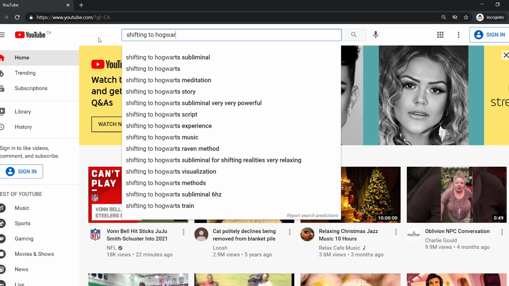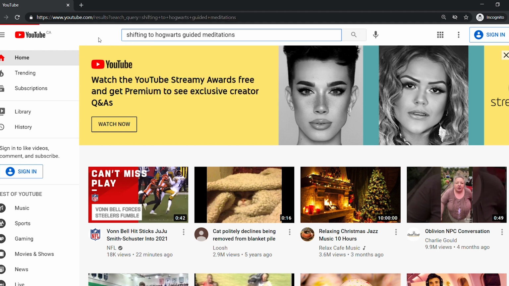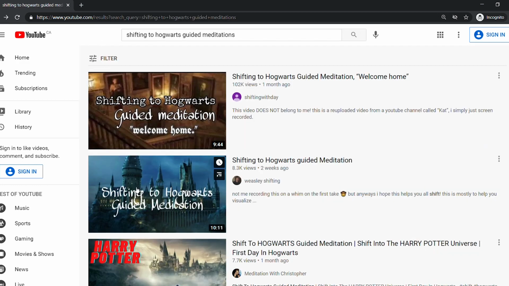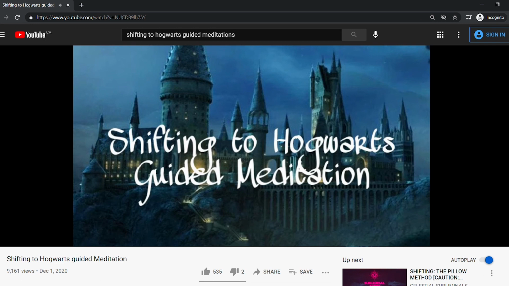Okay, so the first step in the sunset method is to meditate. I like using guided meditations. What I did was I went onto YouTube and I searched up Shifting to Hogwarts guided meditations. I clicked on the second one, which is titled Shifting to Hogwarts Guided Meditation by Weasley Shifting. It's about 10 minutes long and I think that's a good amount of time to meditate.